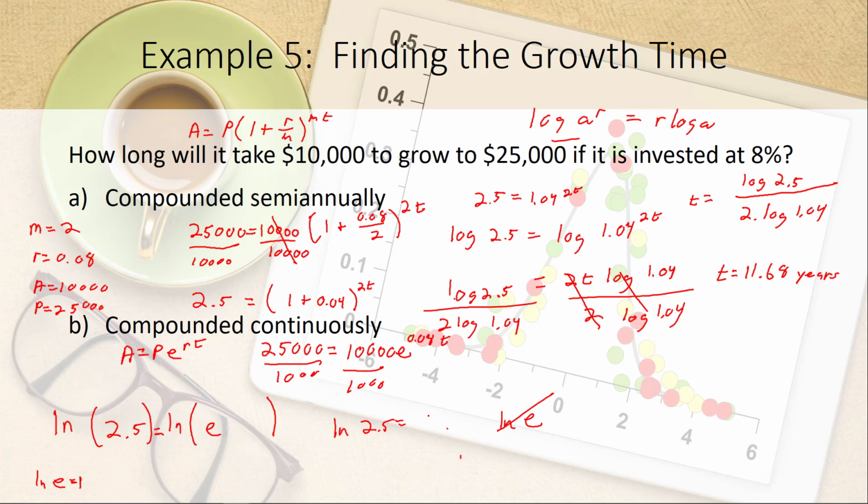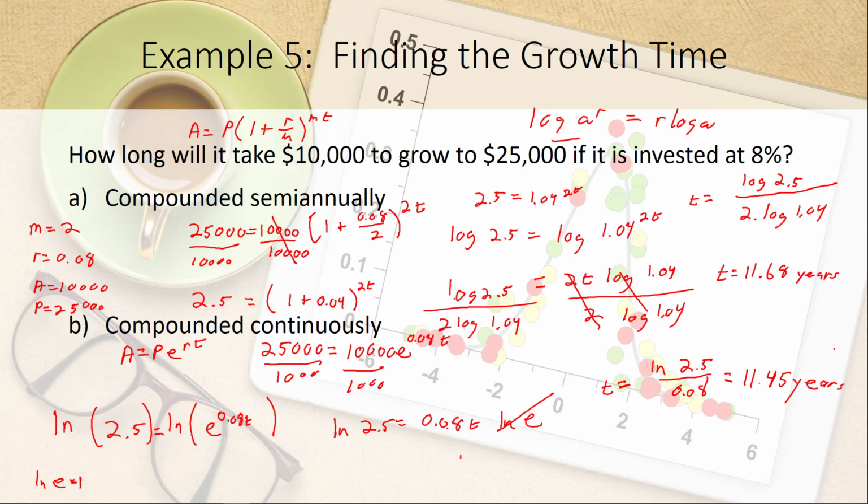We can divide both sides by 0.08 t. And so now we have natural log of 2.5 is equal to 0.08 t times the natural log of e, which is 1, and now we can solve for t, and that is that t is equal to the natural log of 2.5 divided by 0.08, and that will give us 11.45 years. And since compounding continuously gives us the biggest advantage of compounding, we would expect that we would reach $25,000 faster if we compounded continuously relative to compounding semi-annually.